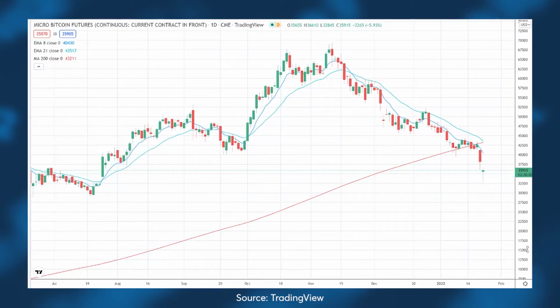Here I have a micro Bitcoin chart up, and we're in the midst of a pretty significant sell-off from the highs that you saw here on about November 10th of last year, high being about 69,360, all the way down to looks like about 35,000 or so that we're at currently as I speak to you.